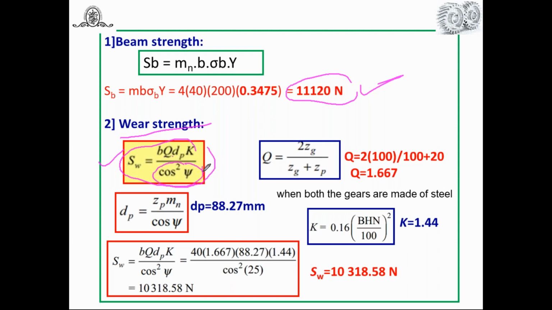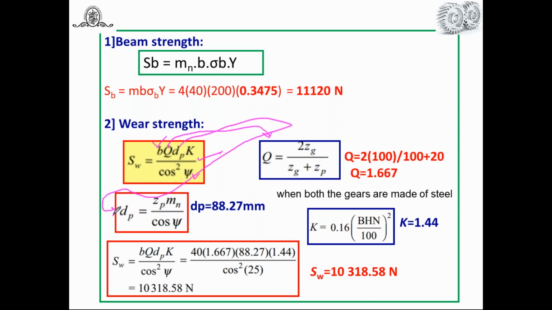Try to understand, and you have to remember this formula properly. Don't make any mistake here. What is B Q into dp into K upon cos square psi? Psi is the helix angle. B is the face width, you know very well. Q is the ratio factor that we have to find out. dp is the PCD of the pinion. K is the load stress factor based on the BHN, and psi is the helix angle. Now let us see how to find out the values of all these factors.